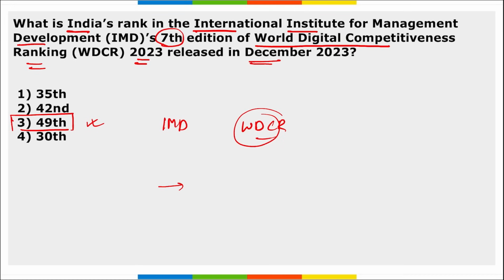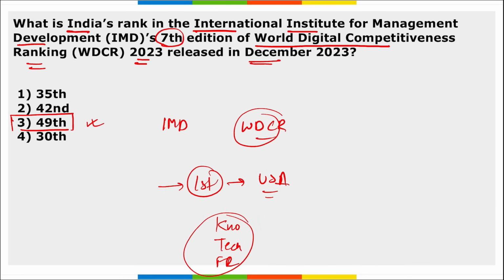The next question that can be asked is, which is the country that secured the first position here? It is the United States of America, and they have secured the top position in 3 categories, correct? That is knowledge, technology and future readiness, correct? So in this IMD's 7th edition of World Digital Competitiveness Ranking, the rank of India is 49 and USA secured the top position.